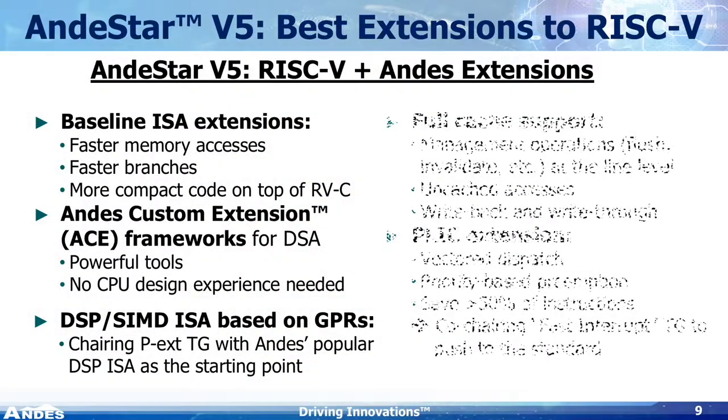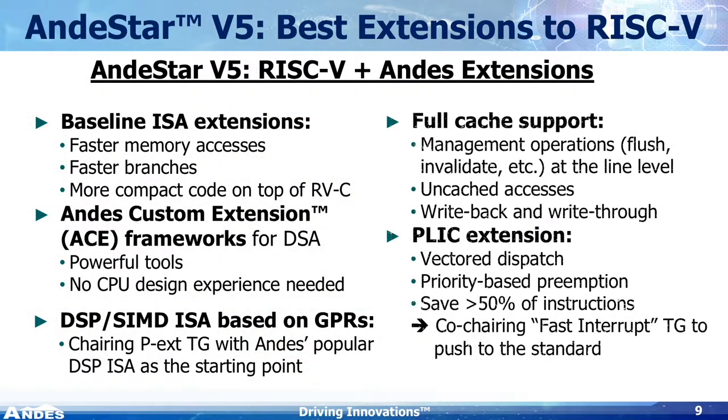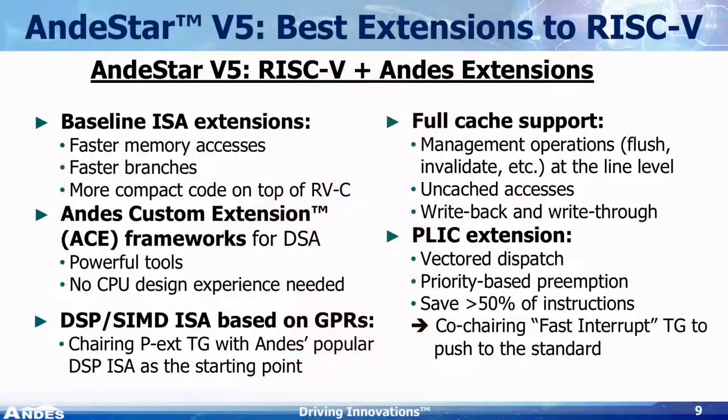Beyond the instruction extension, there's also privilege space, which is also very important. For example, in the past, we know that customers need full cache support, starting from management instructions like flush and invalidate, and so on, at cache line level of granularity. And some people need non-cache access. Not everything needs to be coherent by hardware. They may want the choice of managing that by software, and write back and write through. I talked about that earlier. So we make that all possible through our extension.